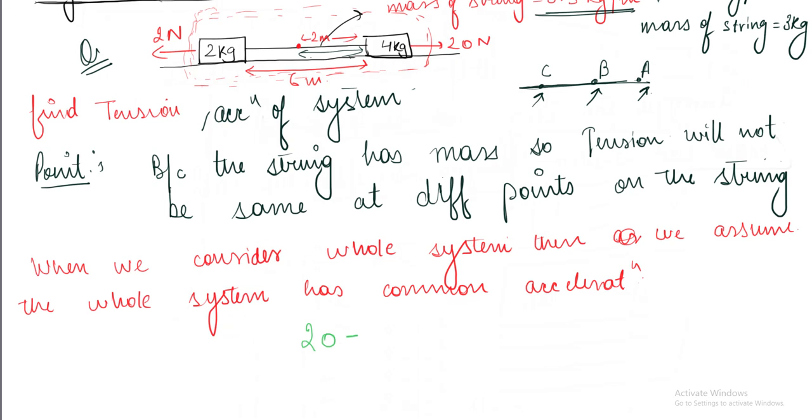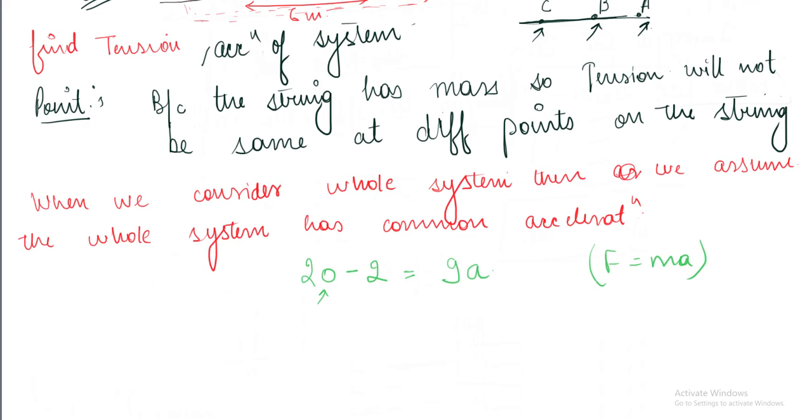20 minus 2. 20 is due to the greater magnitude and it is towards the right side. Minus 2 is equal to the mass of this block, which is 4, mass of string is 3, mass of this block is 2. 3 plus 2 is 5, plus 4 is 9. 9 into a, here we use F equals ma. 18 by 9 is equal to 2 meter per second squared. That is the acceleration. Now find the tension.